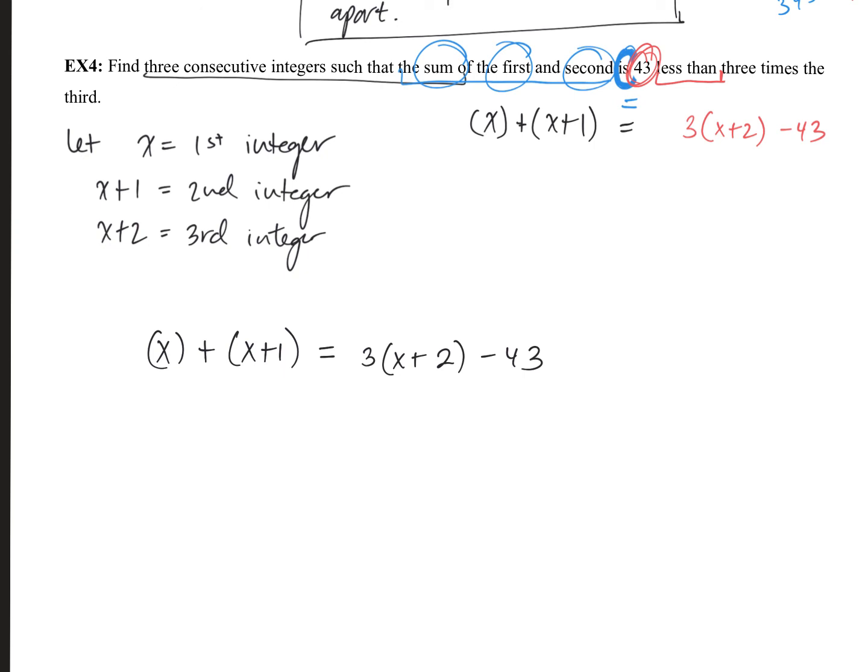So let's go ahead and solve. So we have 1x and 2x. That's going to be 2x plus 1 is equal to, let's go ahead and distribute that 3. We'll get 3x plus 6 minus 43. We still have x on two sides, so I'm going to go ahead. Before I do that, let's combine these two. So that's going to be 6 and 43, so that should be negative 37.